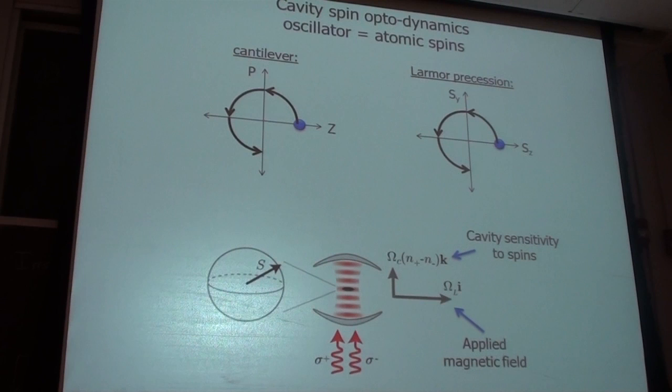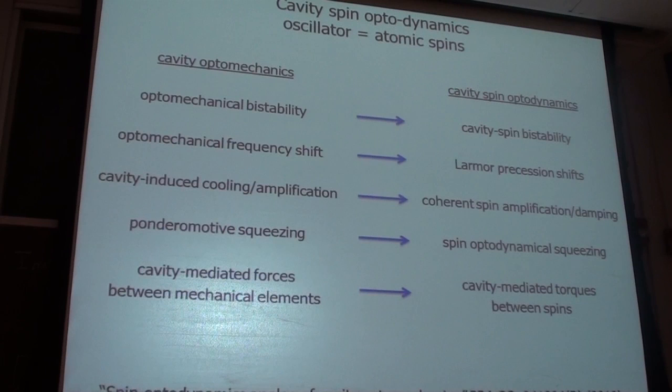So by choosing the geometry right, I expect to see all of this occur. I expect optical spring effects to show up as Larmor frequency shifts. I expect ponderomotive squeezing to be a sort of magneto-optical squeezing. I expect the cavity-mediated forces between mechanical elements that we're starting to see in our data to also tell me that I have cavity-induced interactions between spins in a cavity as well.